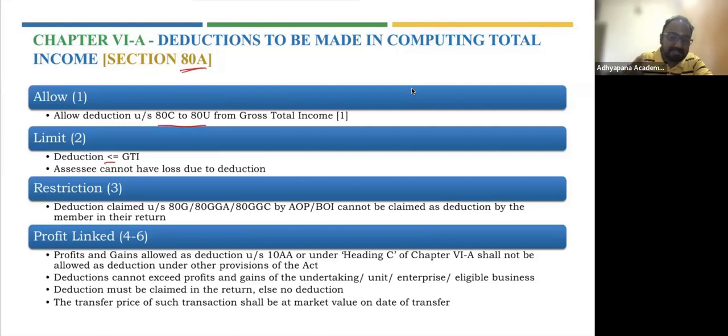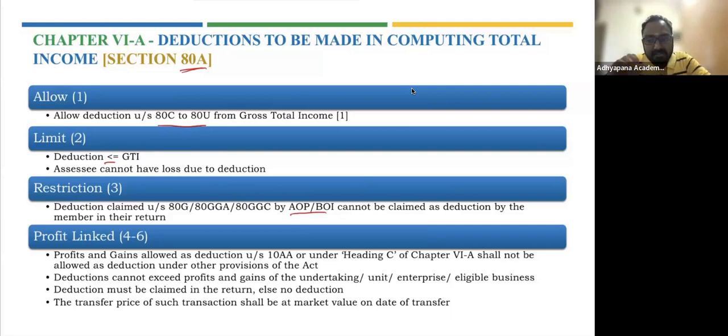Typically, in certain deductions, when you're talking about situations like an AOP, there is a possibility that the member is also claiming, and the AOP is also claiming. So we have to keep in mind that for an AOP and BOI, the one who can claim the deduction is only the AOP or only the member. Once the AOP or BOI has claimed, the member cannot claim. The member will lose the right since the AOP or BOI has already claimed the deductions.